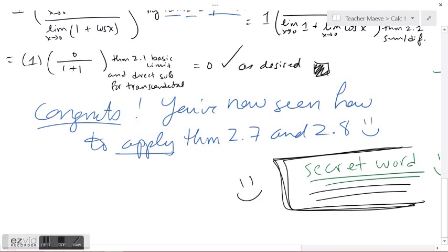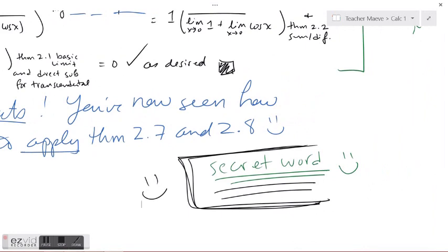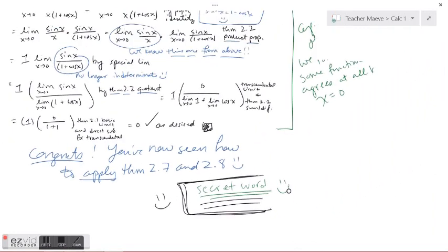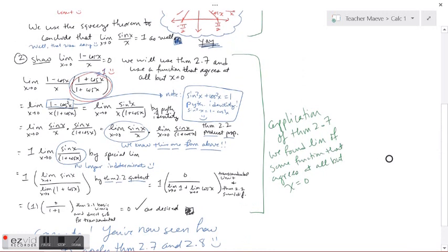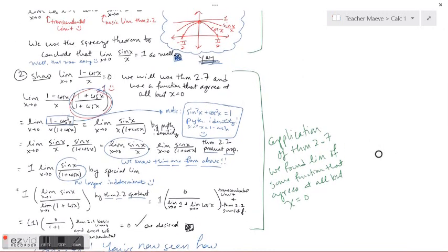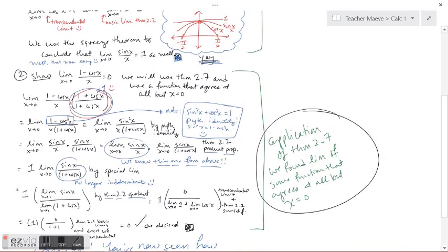All right, secret word is going to be baby pie. I don't know what baby pie is, but I figured it was funnier than baby cakes, so it's baby pie. That's a secret word.